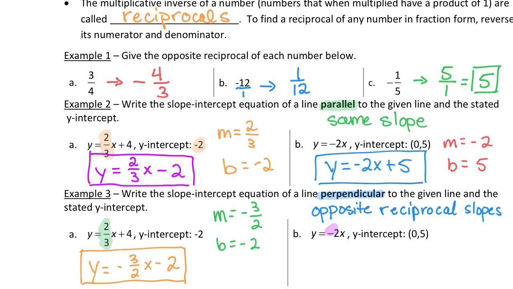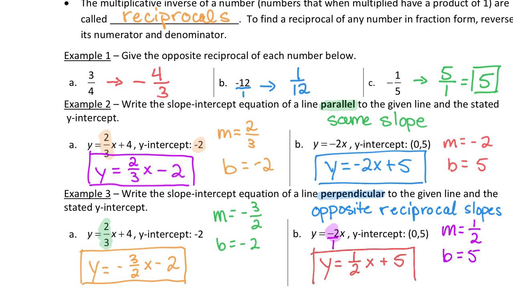One final example, my starting slope is -2. I'm going to put that over 1 so that when I get my slope, that's going to become a positive 1/2. My y-intercept again is positive 5. Put that all together and I get y equals 1/2 x plus 5 will give me the equation of a line that's perpendicular to my original line.